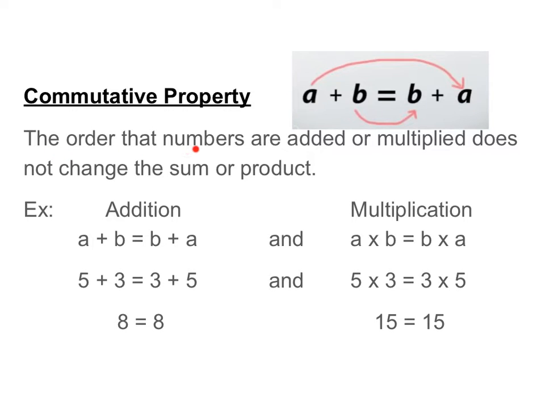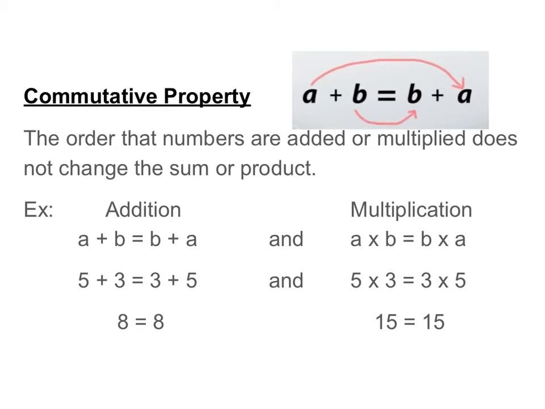So the order that the numbers are added or multiplied does not change the sum or product. So you have the commutative property of addition and you have the commutative property of multiplication. So here you have A plus B equals B plus A, or for example, 5 plus 3 equals 3 plus 5, and then you can solve that by 8 equals 8. Let's look at the multiplication. So A times B is the same thing as B times A. So 5 times 3 with commutative property states that it will equal 3 times 5. And that's 5 times 3 is 15, and 3 times 5 is 15.